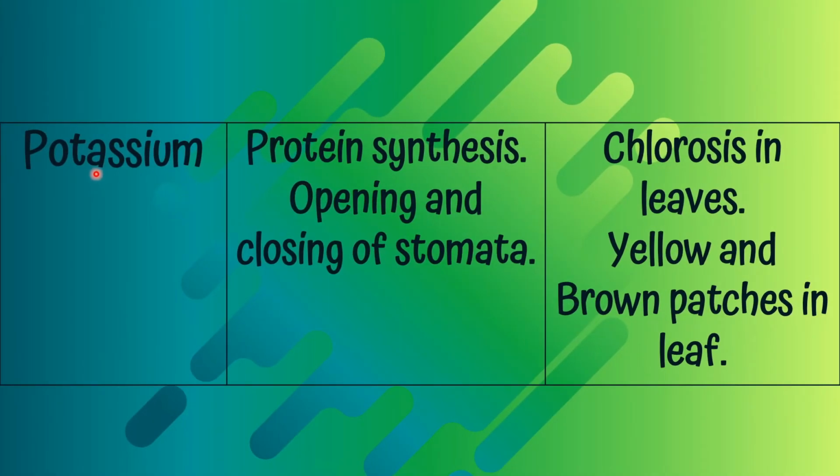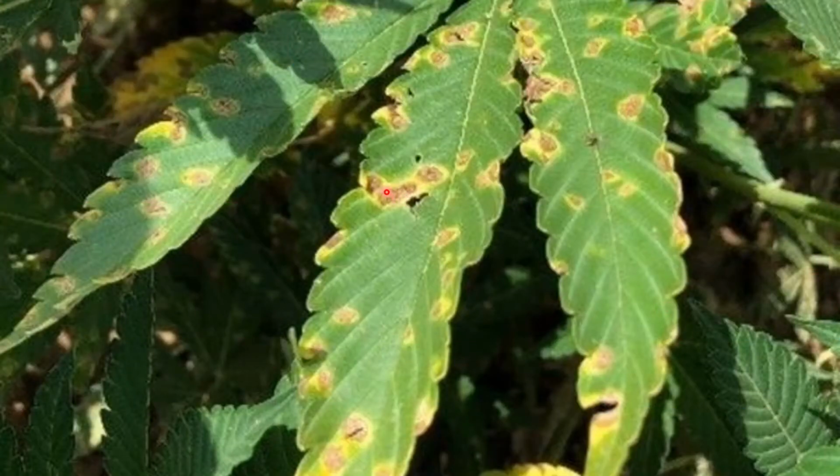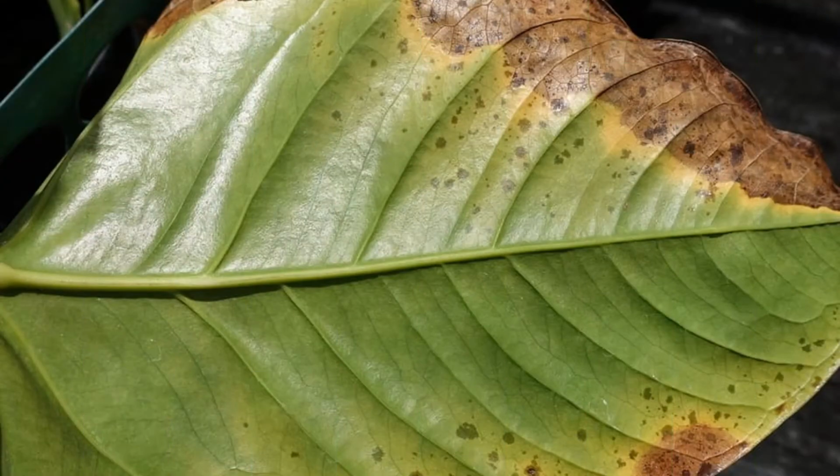Let's talk about another element, potassium. The functions are protein synthesis, and opening and closing of stomata. Stomata is an organ present in leaves that is helpful for transpiration. And deficiency symptoms are chlorosis in leaves, and yellow and brown patches in the leaf. In this leaf you can see yellow and brown patches.